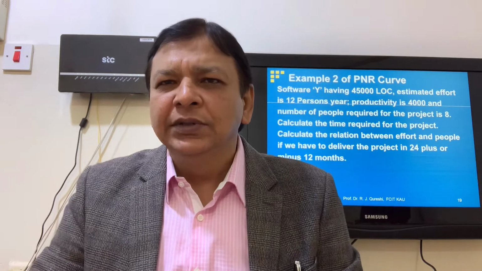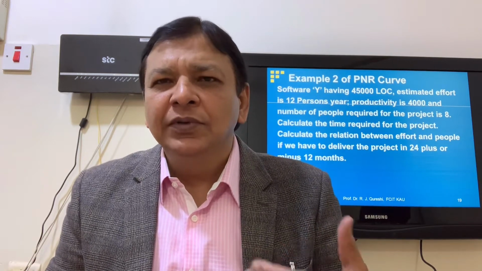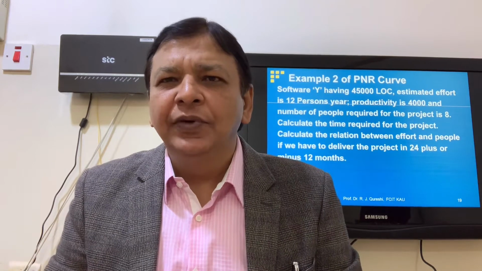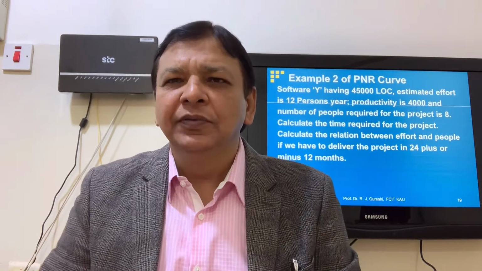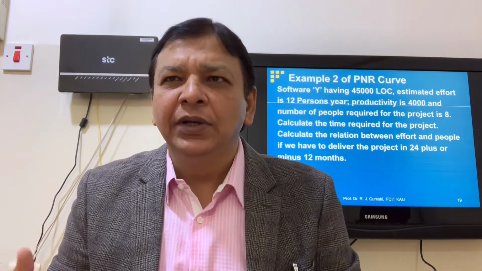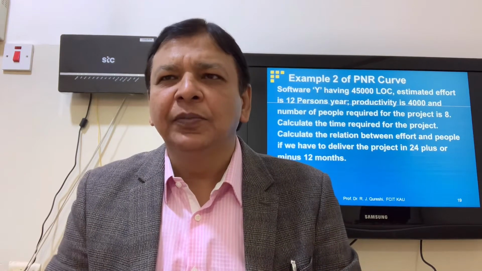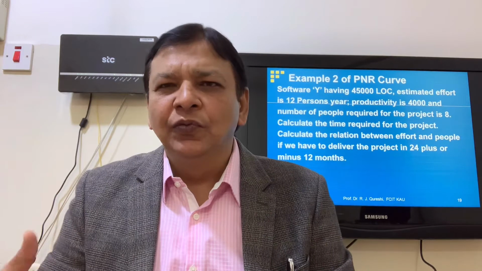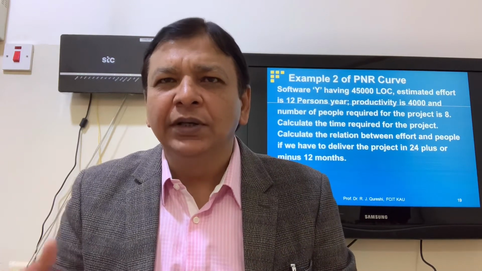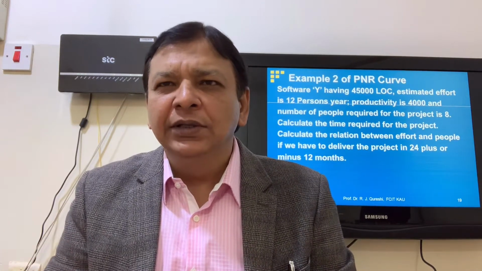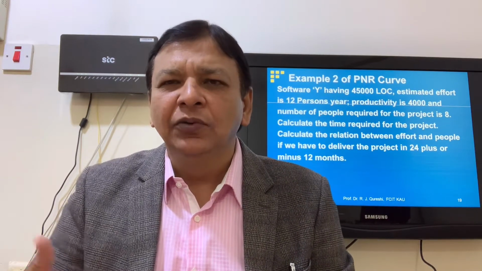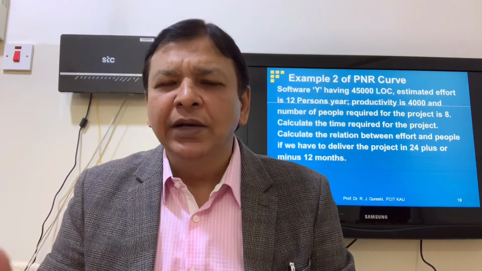Today I am covering a second example. We have a software Y having 45,000 lines. Estimated effort is 12 person-years. Productivity is 4,000 LOC per year, and the number of people required for the project is 8. Calculate the time required for the project. The first task is to calculate the time, and calculate the relation between effort and people if we have to deliver the project in 24 plus or minus 12 months.